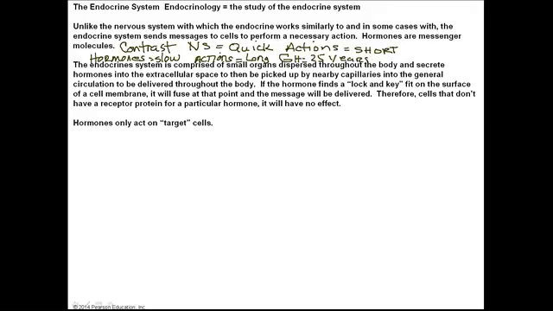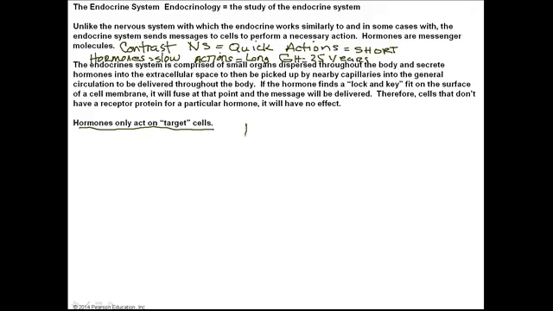So the endocrine system is comprised of small discrete organs which are dispersed throughout your body, and they secrete these hormones into the extracellular space to then be picked up by nearby capillaries into the general circulation to be delivered throughout the body. If the hormone finds a lock and key fit on the surface of a cell membrane, it will fuse at that point and the message will be delivered and the effect will then express in the cell. Therefore, the cells that don't have a receptor protein for a particular hormone will have no effect. So hormones only act on target cells.